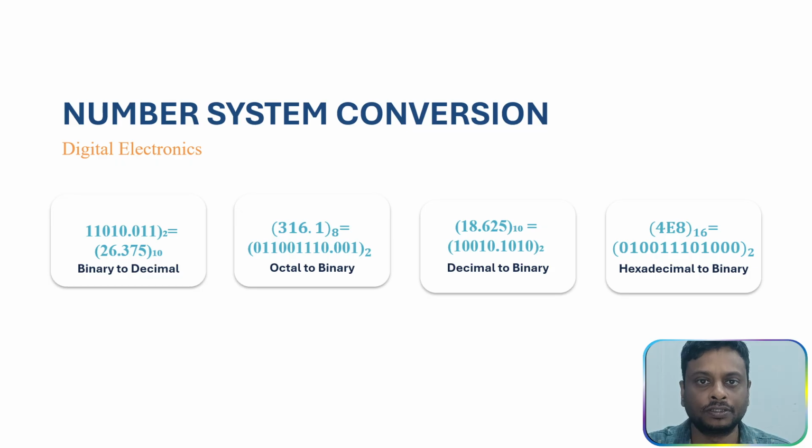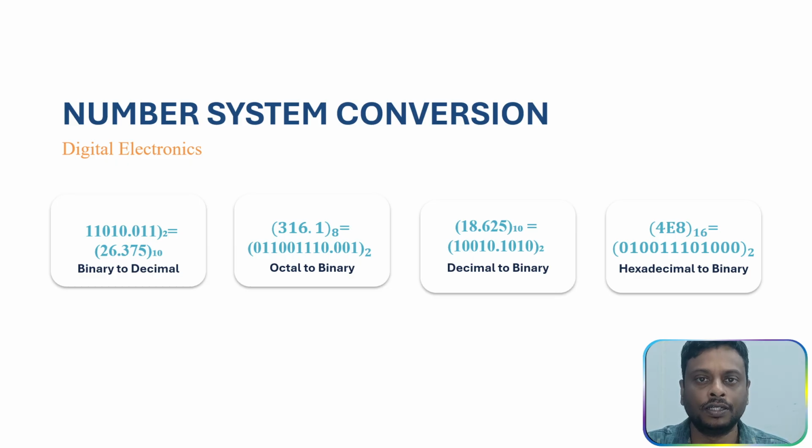Today's topic of discussion is number system conversions. In the previous class we saw what a number system is, and what the base or radix of a number system is. In this lecture we will see how any number system can be converted into the decimal number system. We are talking about positional number systems.